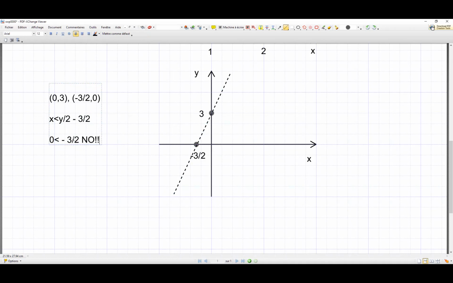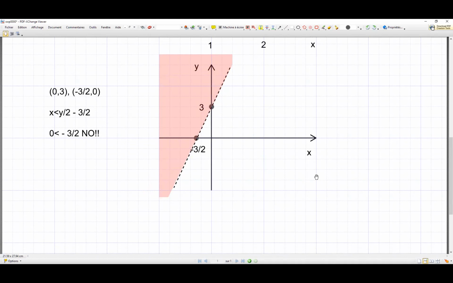So we know that this point is not inside it. So the points inside it are the points on the other side. Like this. So that's good. Oh, yeah, I'm sharing my screen, right? Okay.